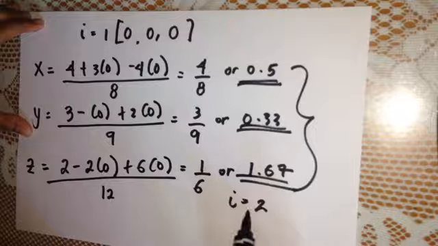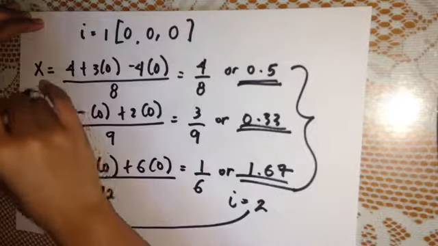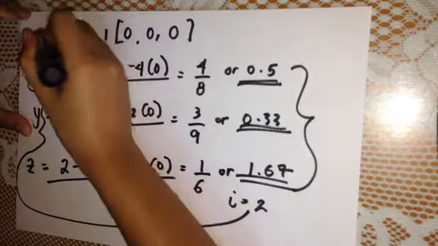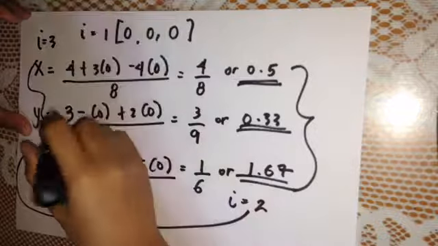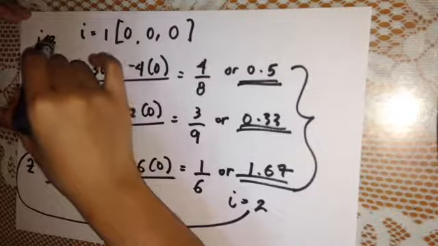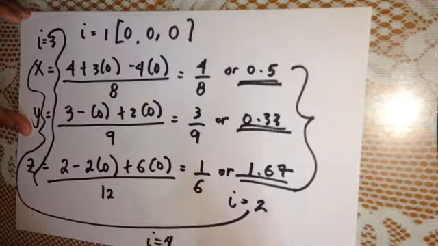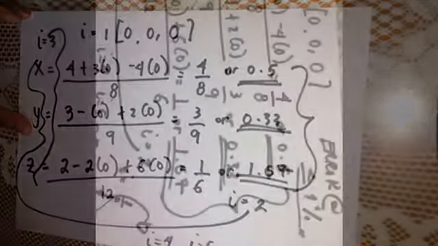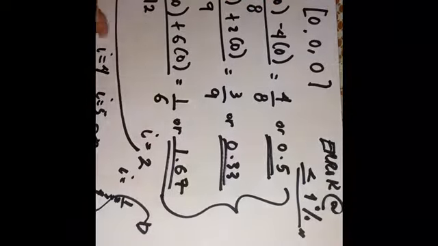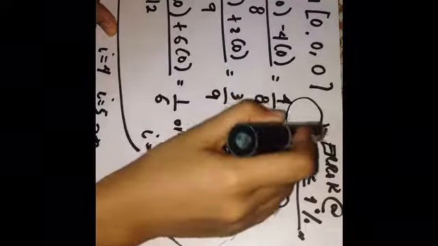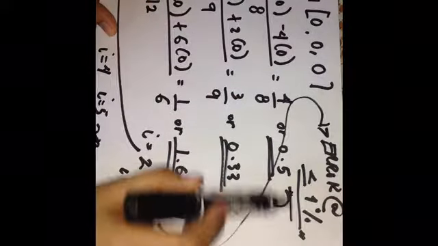And this one, we will substitute to the x, y, and z to get I3. And if we get I3, we will substitute again for the x, y, and z, and we will get I4. Then substitute again, we will get I5, and so on until we satisfy the error at less than or equal to 1%.